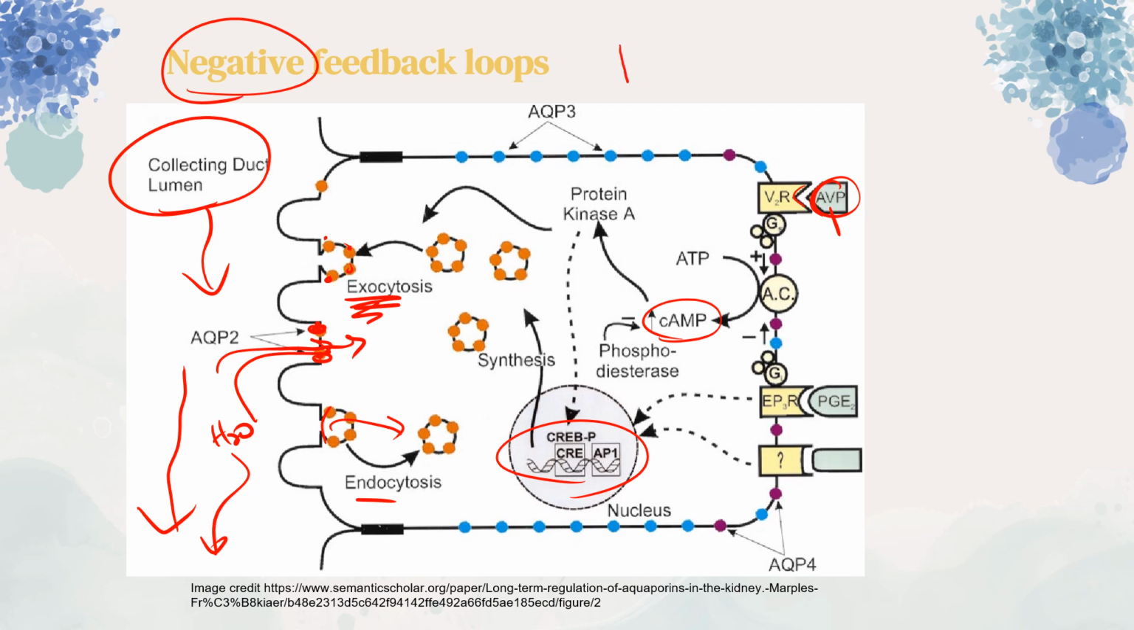This is a beautiful negative feedback loop. I don't have enough water. I make some ADH. I make some aquaporins. I keep more water. I have plenty of water. I don't make the ADH. I don't need to make more aquaporins. And then we're able to keep that water level just right.